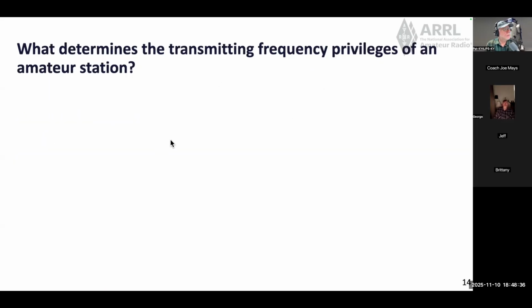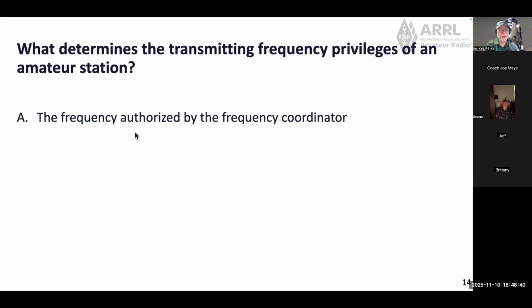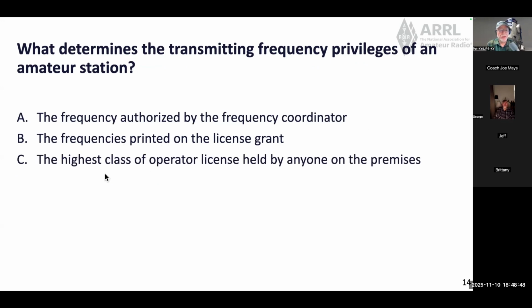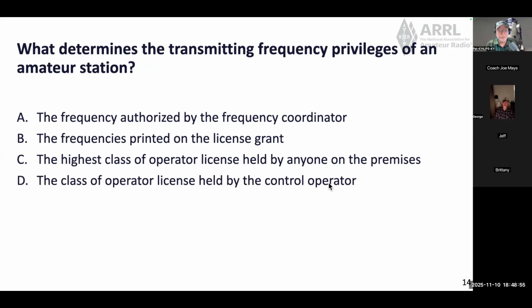What determines the transmitting frequency privileges of an amateur station? The frequency authorized by the frequency coordinator, the frequency printed on the license grant, the highest class operator license held by anyone on the premises. Now that's tricky. The class of operator license held by the control operator.